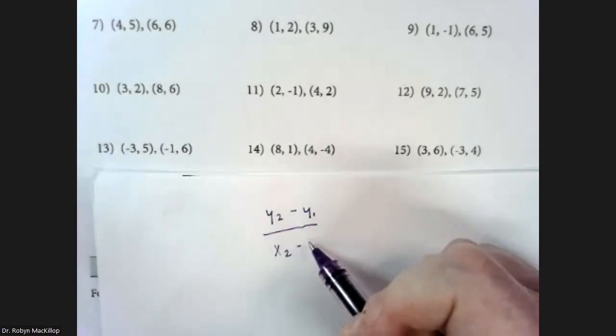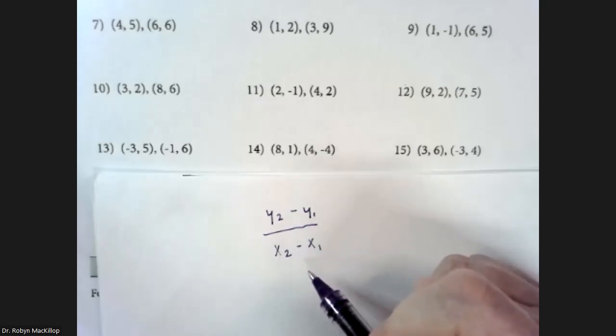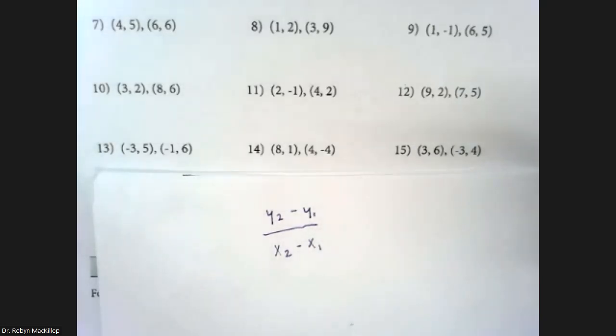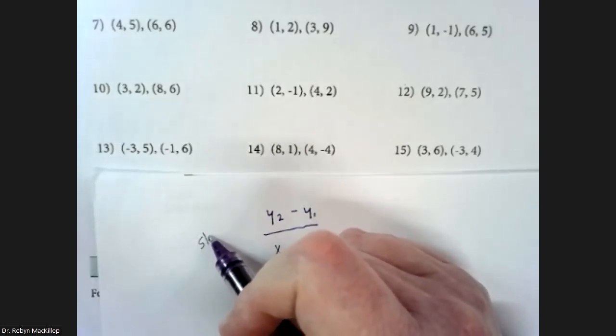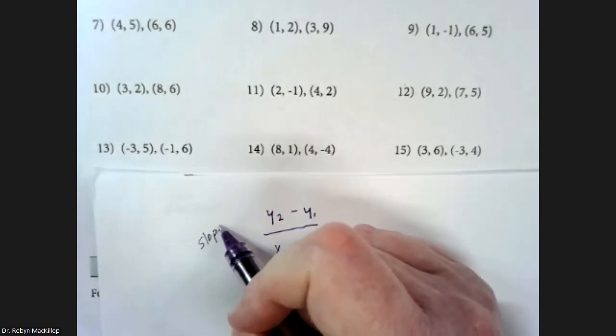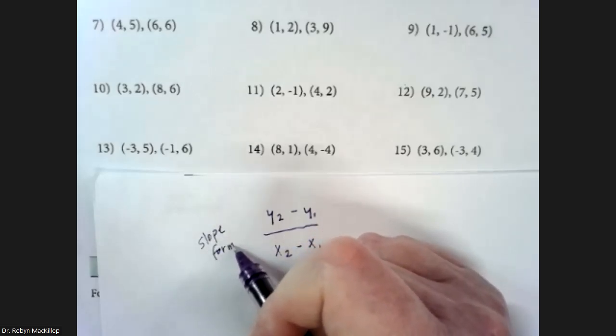So the slope formula is y2 minus y1 over x2 minus x1. And this is slope formula, not slope intercept formula, but slope formula. Oh my goodness, I write slow.